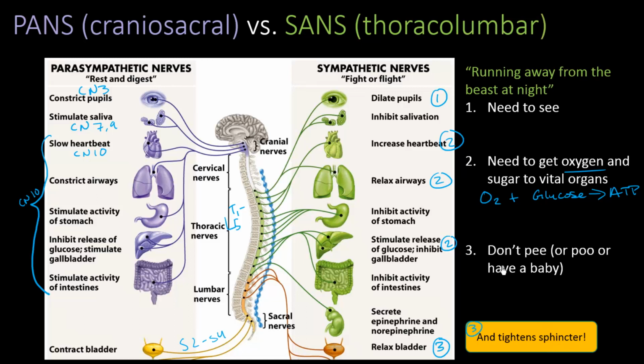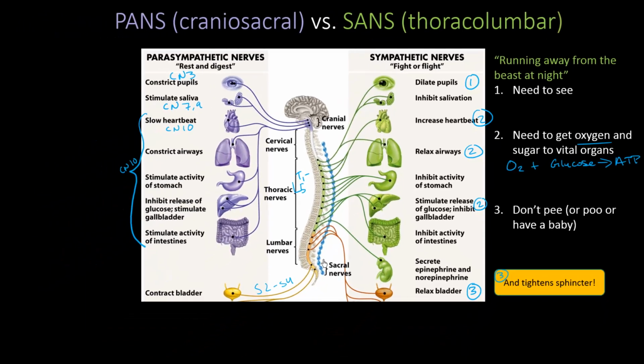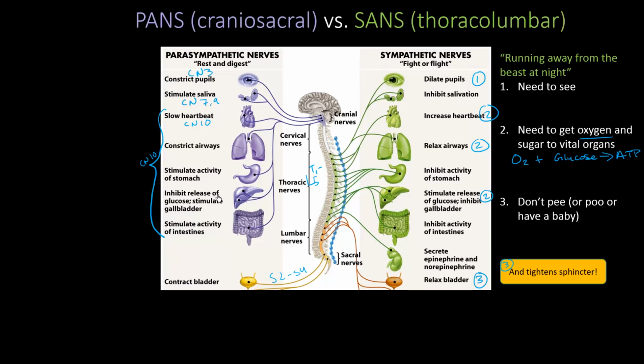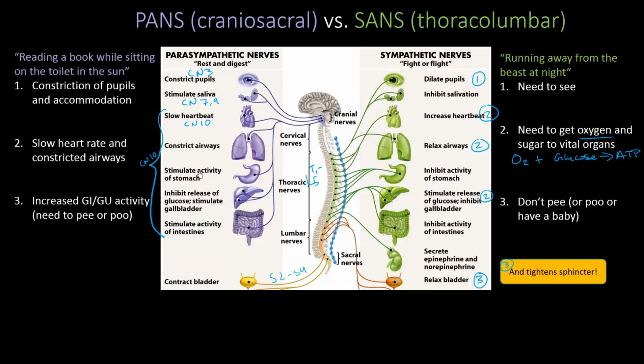Now, pretty much the opposite of all of this is true with parasympathetic innervation. And there's a couple of points that I'm highlighting here, and these are the ones that are high yield. So the imagery you can use here is imagine that you're reading a book while sitting on the toilet in the sun. So the first part here is that you're reading a book and you're in the sun. So you're in the sun, you're constricting your pupils, and you're reading a book. You're looking at something in front of you.